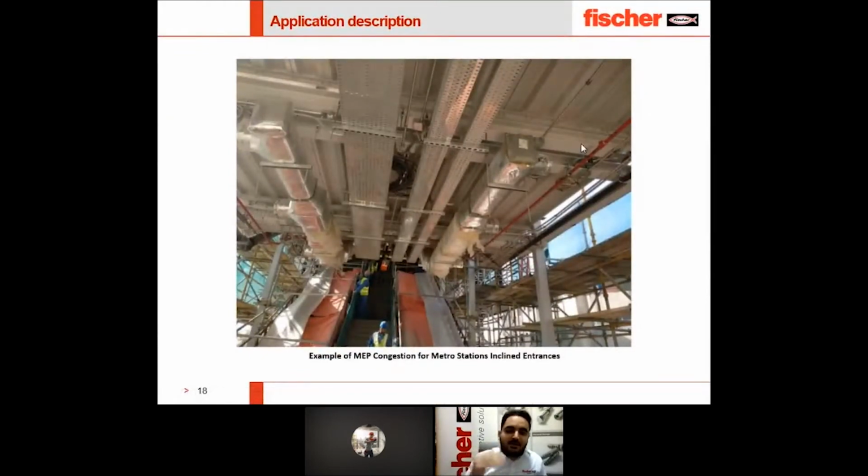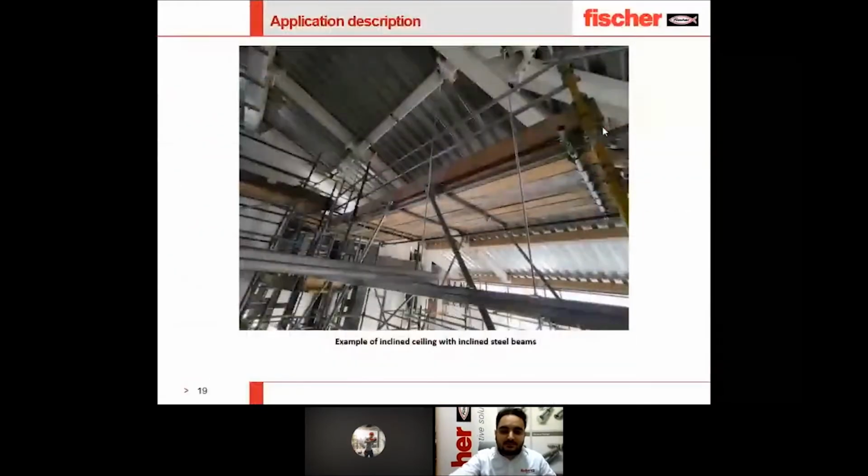We have an inclined ceiling here, and the baffle ceiling is straight, but the ceiling is inclined. So you need something to make the baffle ceiling straight when you have an inclined substrate. And inshallah, for all of these cases we will discuss the solution in the coming slides.